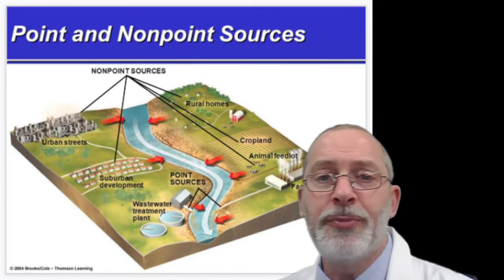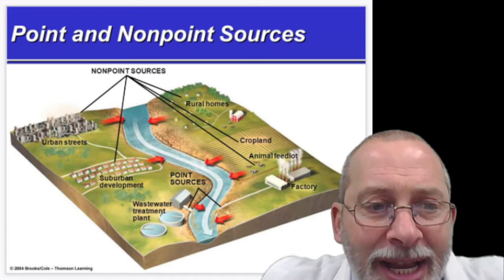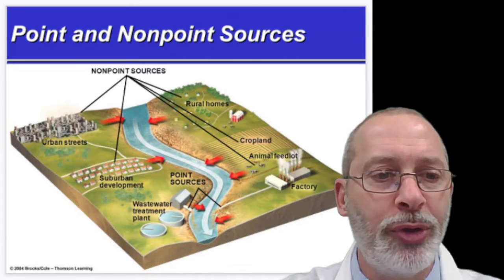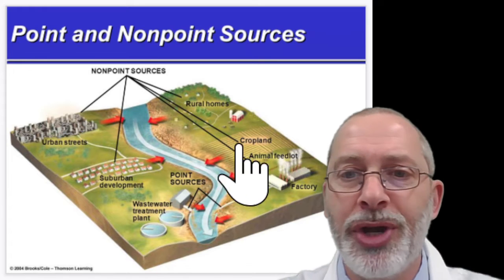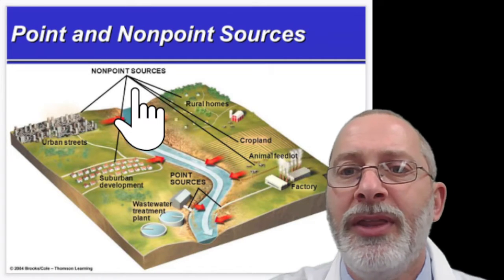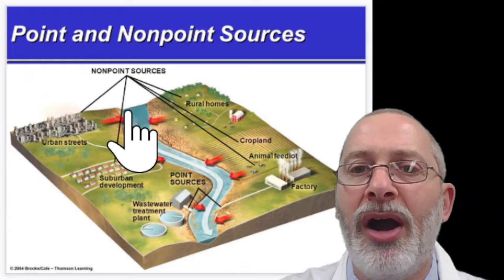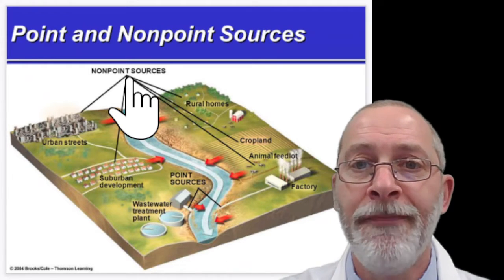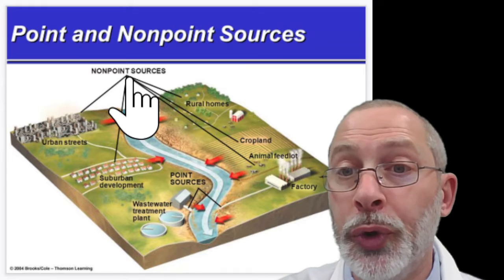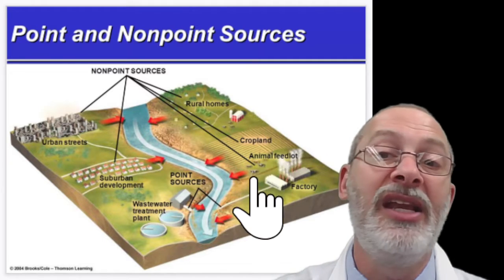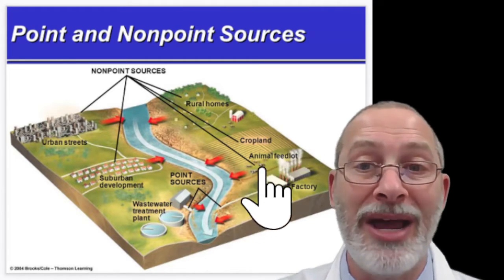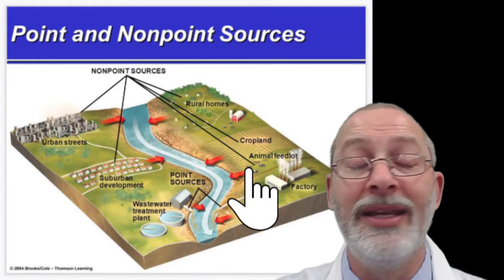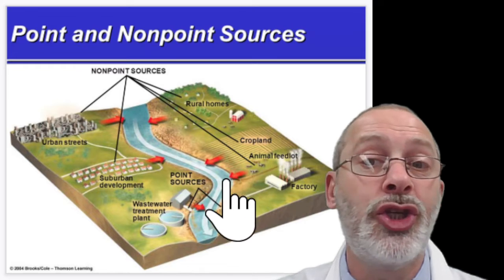So if we look at this picture here, we can actually identify some point and non-point sources of pollution on this illustration. Let's look at this picture. The lines here are identifying some non-point source pollutions, which can include an animal feedlot. We have those here in our township. We have a lot of farm fields and dairy farms near a stream.